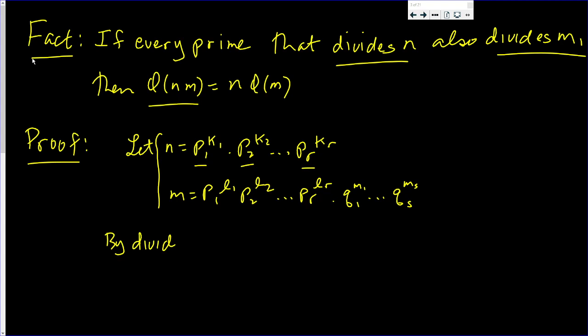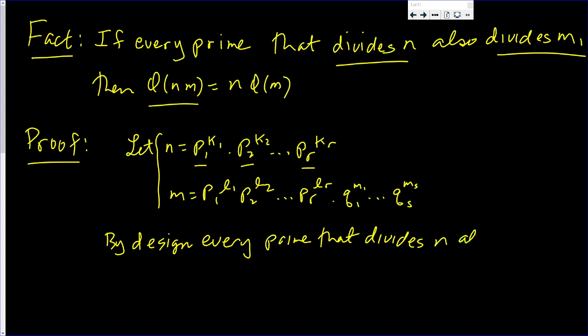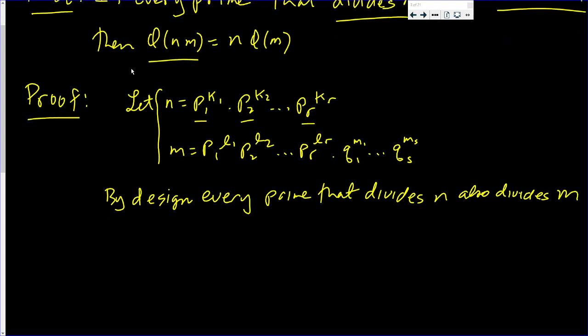By design, every prime that divides n also divides m. Okay. So what is phi of nm and what's n times phi of m?